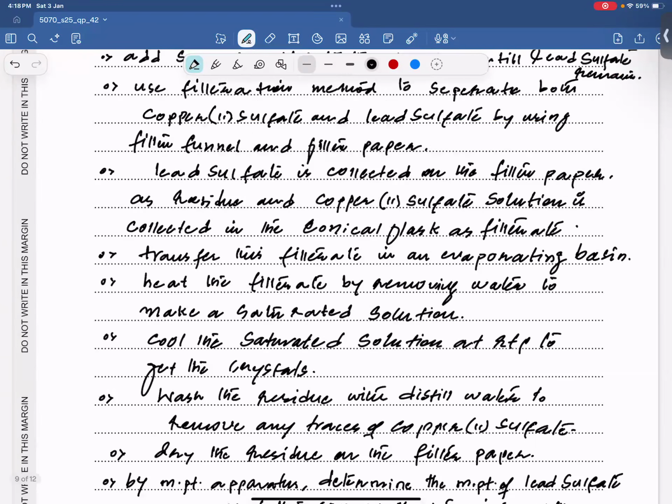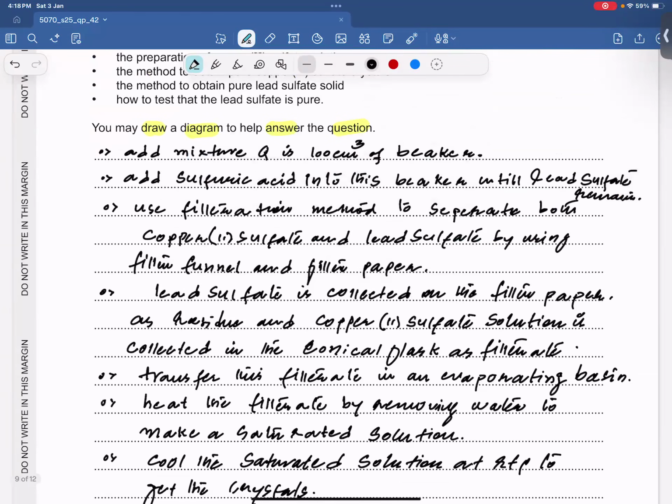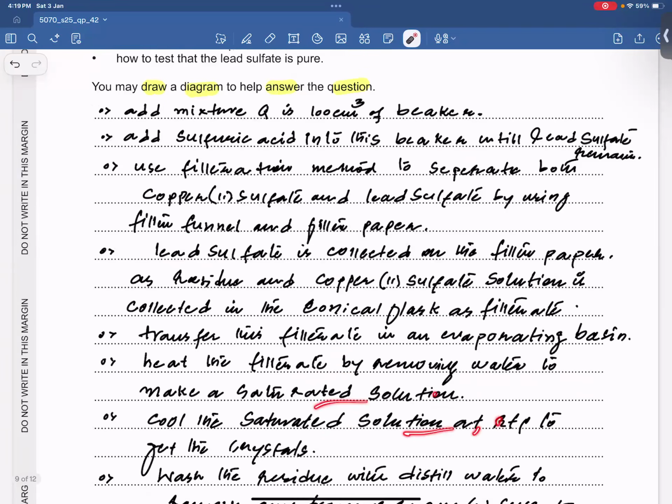Everything seems fine. I have used beaker, filter funnel and filter paper, conical flask to collect the filtrate, evaporating dish to transfer and make a saturated solution. This is correct.